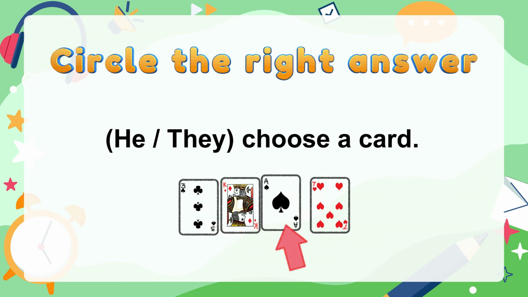He, they, choose a card. The verb choose has no S. So you pick the pronoun they. They choose a card.